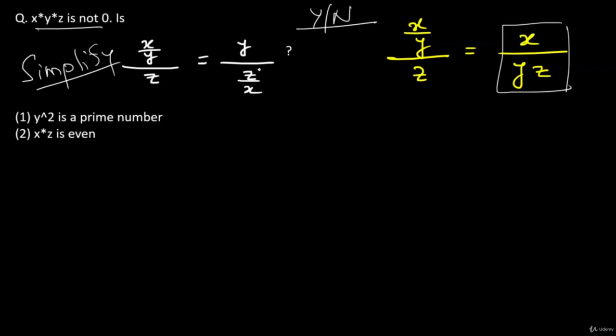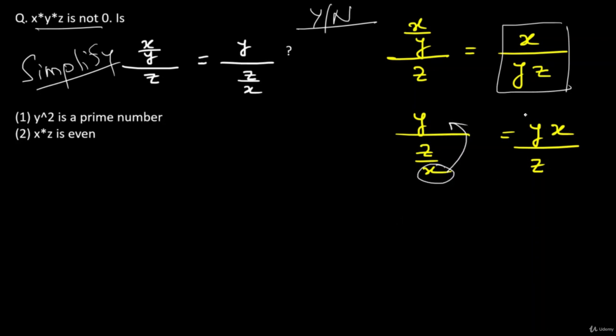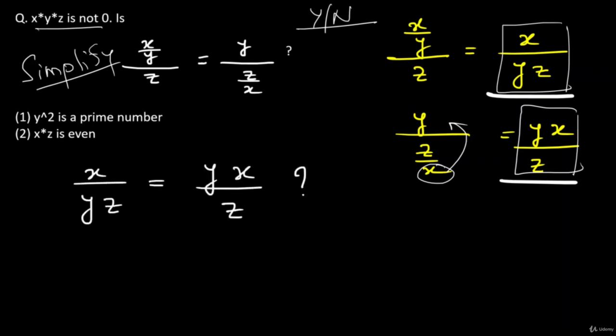Now, what about y divided by z by x? Y by z by x is equal to y into x by z, right? This x goes up, so you get y into x by z. So we have simplified the other term as yx by z. Now the question is asking us whether x by yz is equal to yx by z.